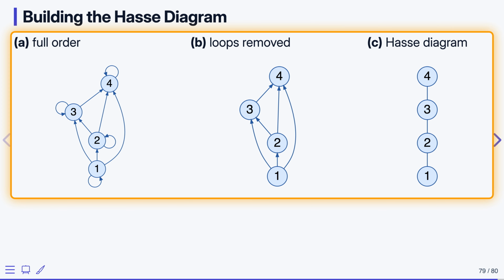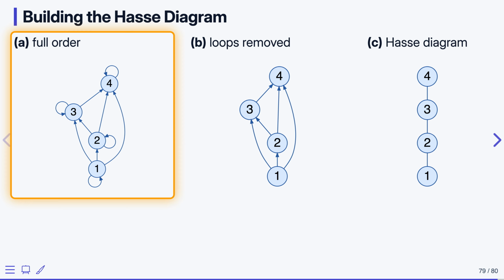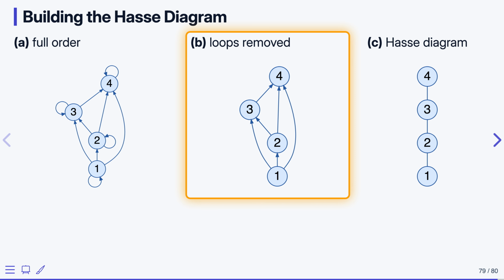Look at the 3 panels from left to right. Panel A shows the full order. Every number has a loop back to itself from the reflexive rule, and every order edge is drawn, including the long jumps, 1 to 3, 1 to 4, and 2 to 4. Panel B removes the loops. We know they are there, so we do not need to draw them. The long jumps are still in the picture.